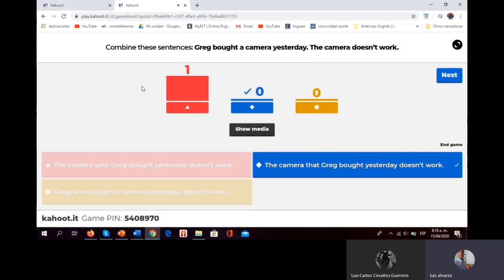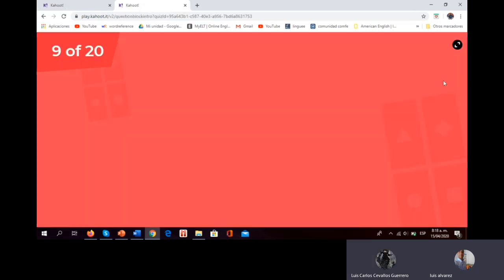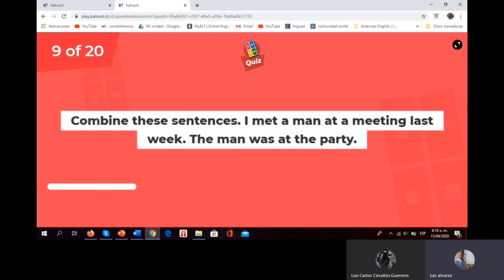Okay, so you select the camera who? No, remember, the camera is an object, so the correct answer is that, because we use that or which for objects. Yeah. Next, combine this sentence.